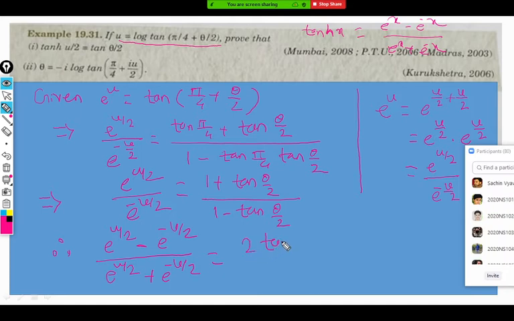Is it 2 tan theta by 2? 2 tan theta by 2, divided by... now do a subtraction. Numerator minus 2. Okay, so this will happen, and obviously that 2 will get cancelled.